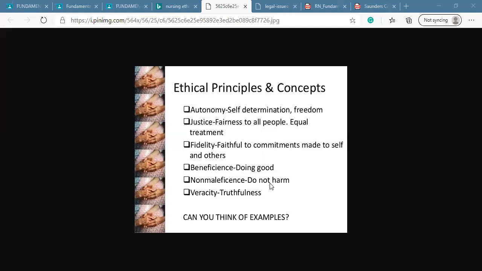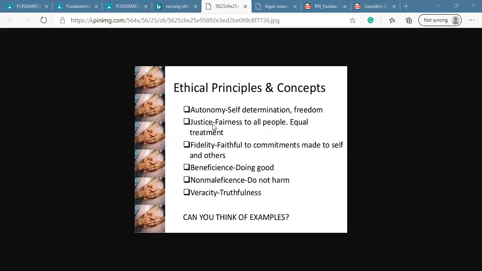Another one is called fidelity. Fidelity means always being truthful to the commitment you made to your client. So fidelity, we say, is keeping your promise, right? Keeping your promise is fidelity.